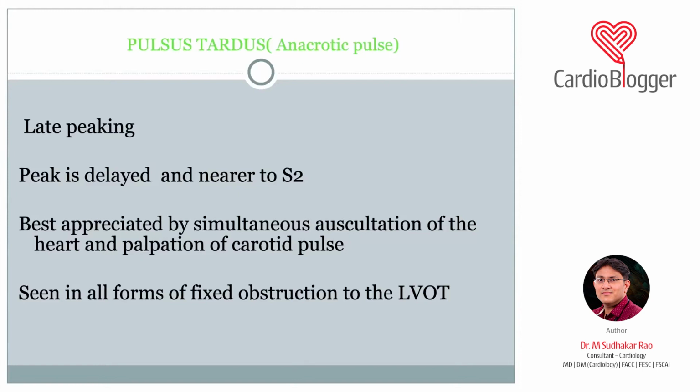Now, I will go into a little detail on this later. Once the apical impulse is generated, it takes 30 milliseconds to transmit to the carotid. So anything which is 30 milliseconds or less, we are not able to appreciate. So what we have to do is put a stethoscope on the apex, and put your fingers over the carotid artery, and if you are able to feel any difference, it means there is an apicocarotid delay. If you are able to appreciate an apicocarotid delay, it means there is a severe aortic stenosis, and it corresponds to the pulsus tardus, that is a late peaking pulse.